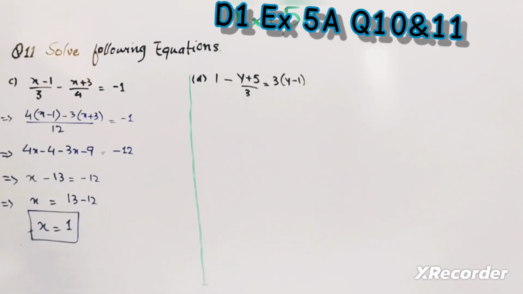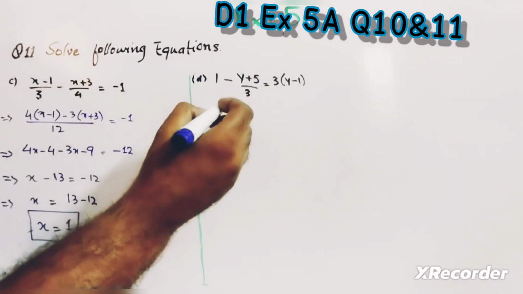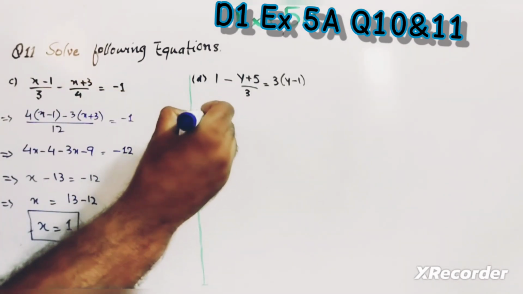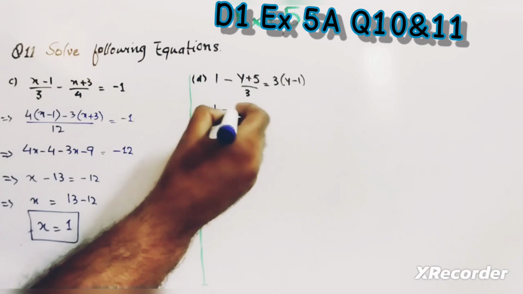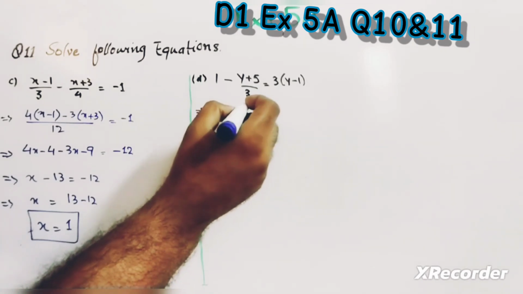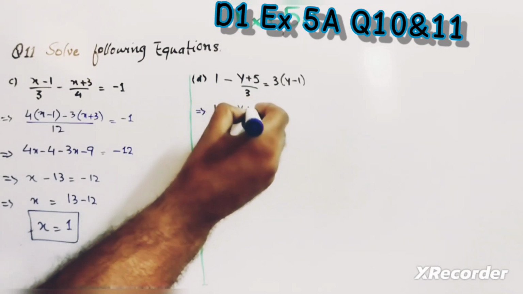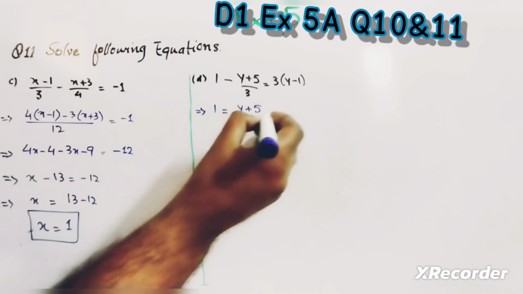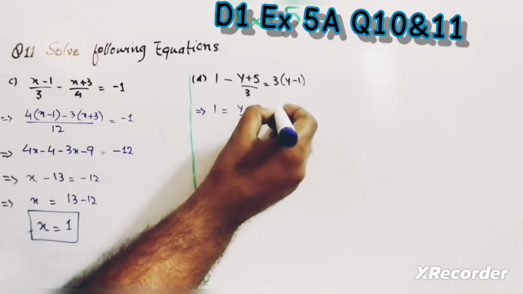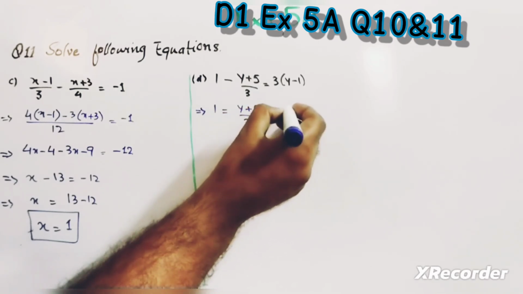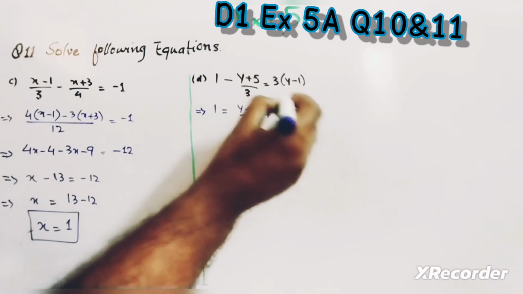Now part D, 1 minus y upon 5 upon y plus 5 upon 3 is equal to 3 bracket y minus 1. Now by rearranging, 1 is equal to y plus 5 upon 3 plus 3y minus 3.